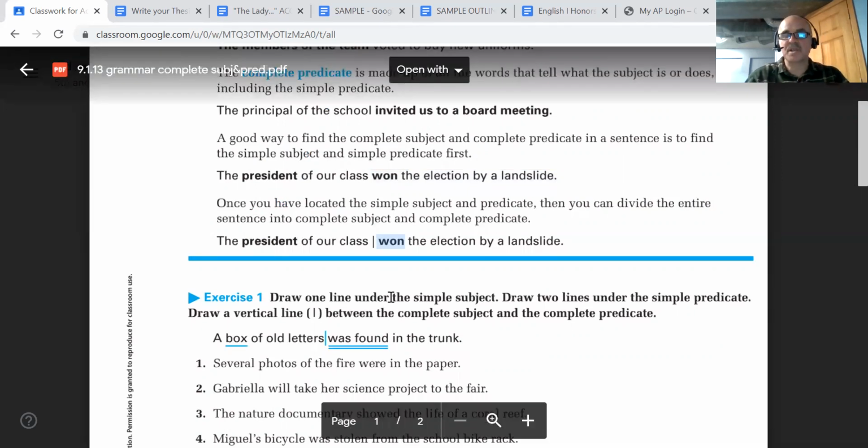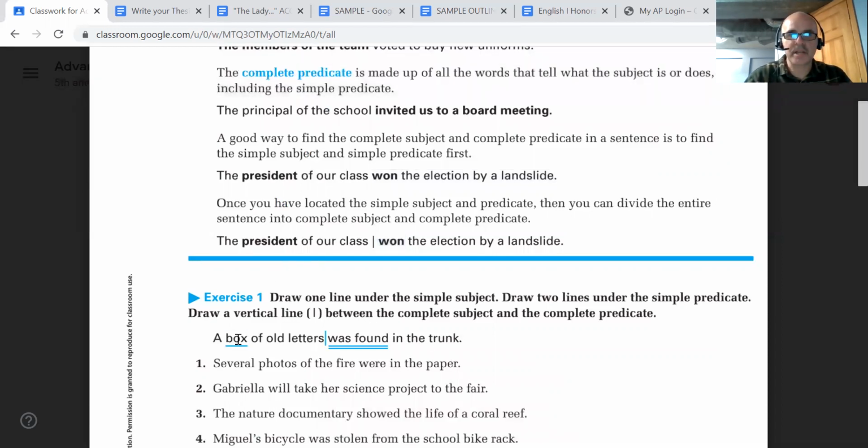Exercise 1, there's only one exercise. There are 40 items, so let's do 20. That'll be enough. Draw one line under the simple subject, like "box." Draw two lines under the simple predicate. That would be "found" or "was found" since it's a verb phrase. And then figure out where that dividing line is between the two main complete parts of the sentence.